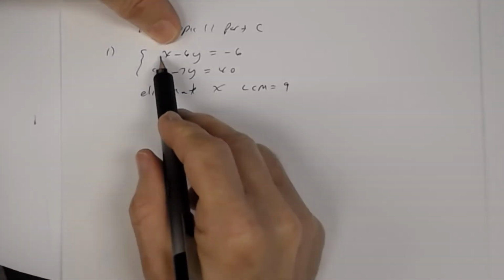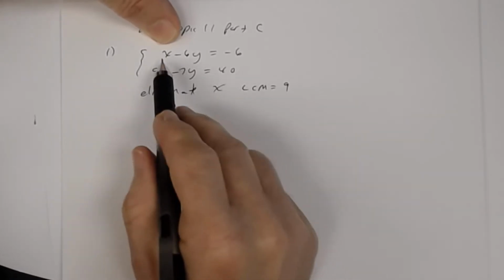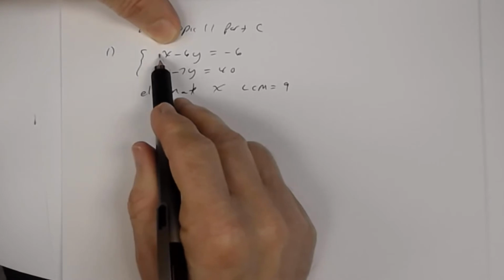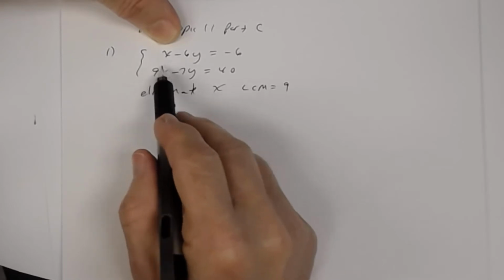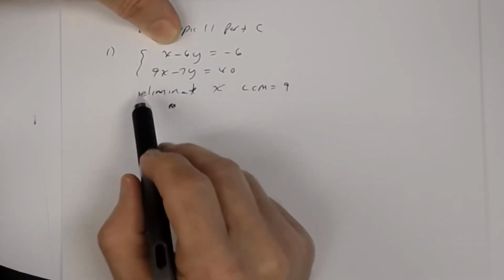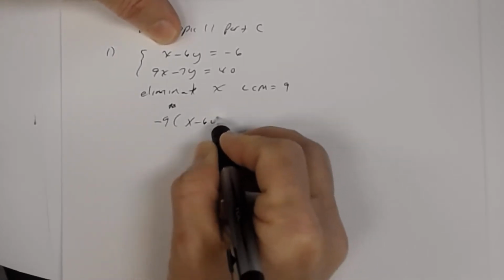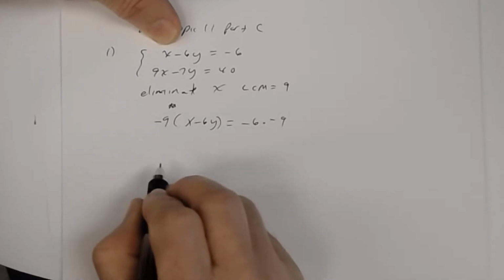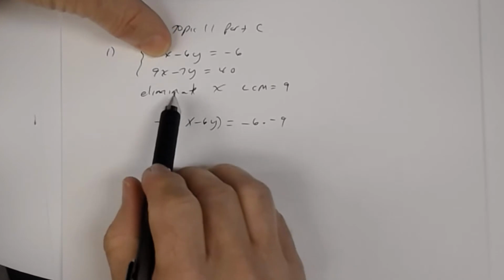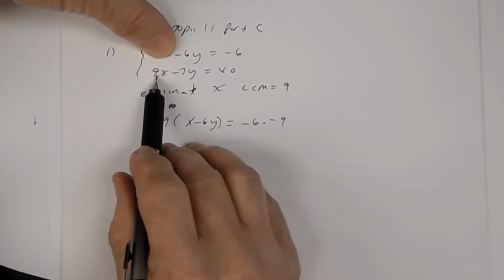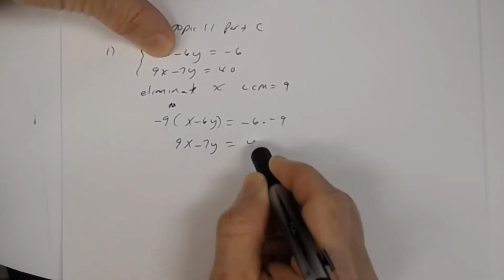All right, so also remember, you're going to add, right? So that means that these have to be opposites. So if you multiply by 9, then this will be a 9x and a 9x. So you need one of these to be negative. So let's just go ahead. When I multiply the first equation by 9, let's actually do it by negative 9. So I get negative 9 times x minus 6y equals negative 6 times negative 9. So all I did was multiply the first equation by negative 9. And then we're going to leave the second equation alone because it already has the coefficient of 9. So 9x minus 7y equals 40.